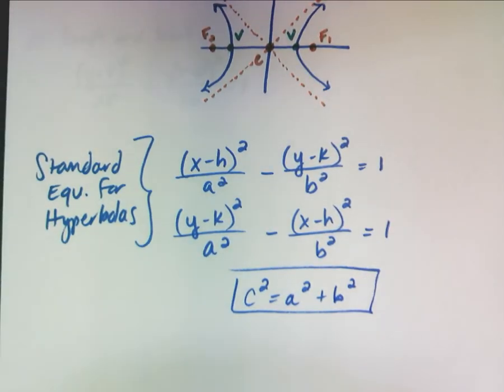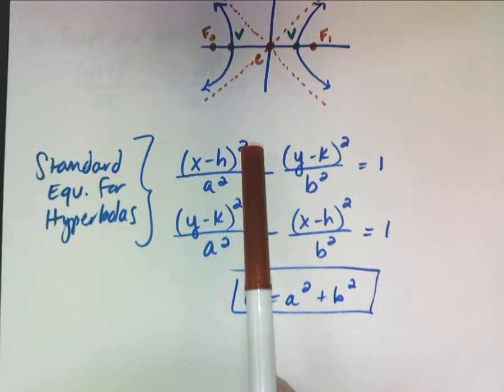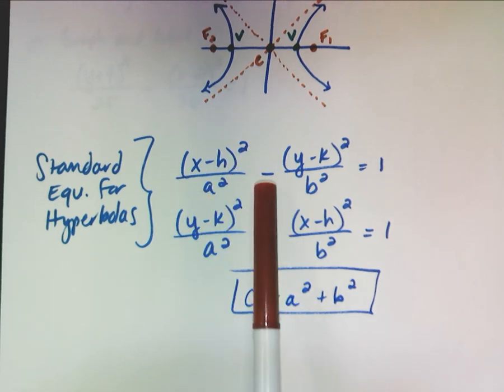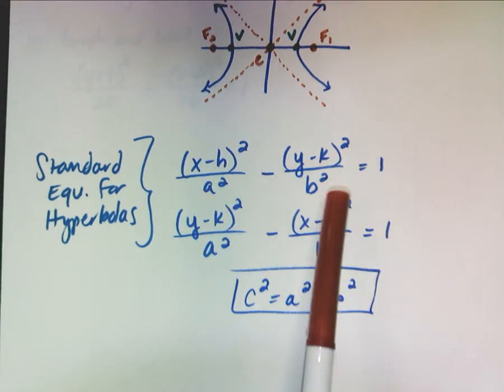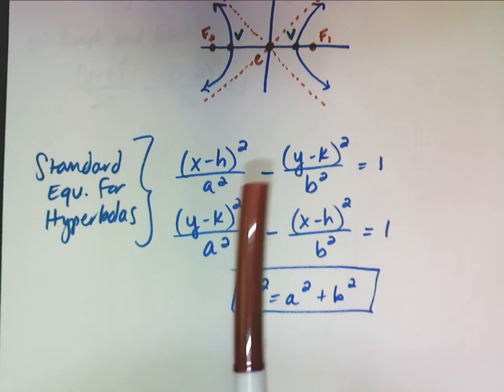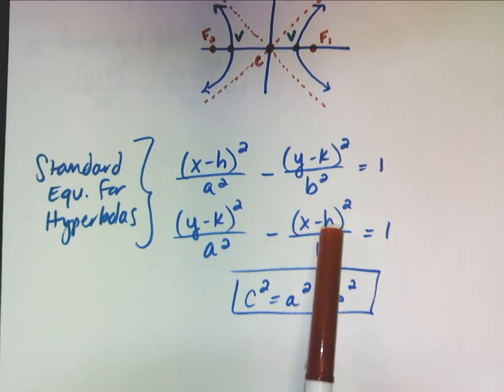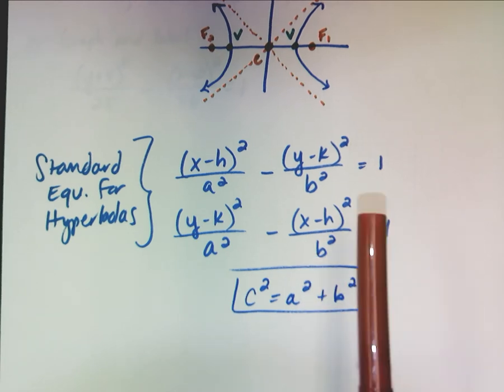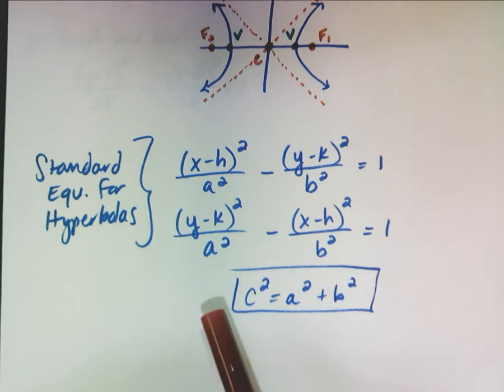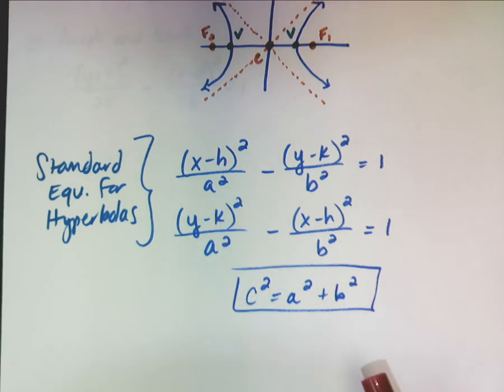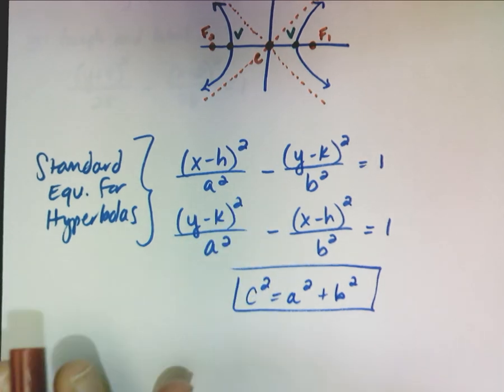All right, so these are the standard equations for the hyperbola. Should look familiar to you. X minus h squared over a squared minus y minus k squared over b squared equals 1. And then y minus k squared over a squared minus x minus h squared over b squared equals 1. Interesting. What does this look like to you? It's the ellipse equation, except with a minus. That's all it is. It's the ellipse equation with a minus, okay?